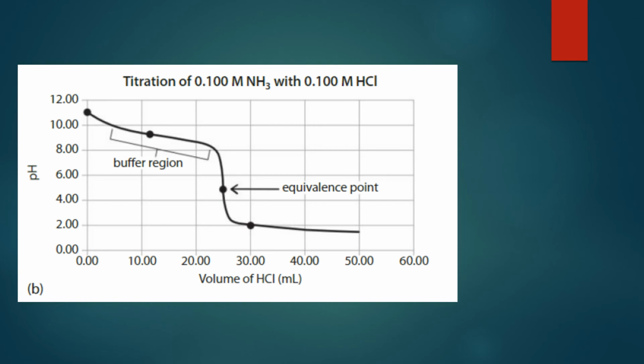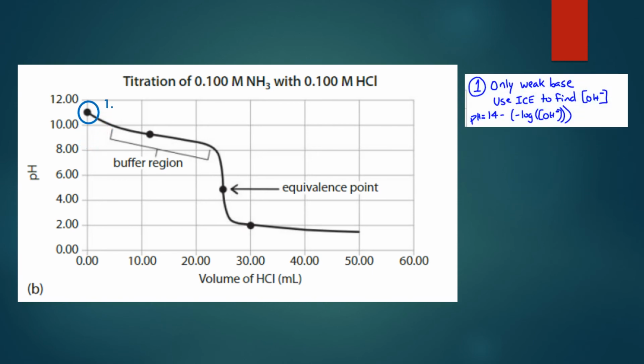Here's the titration of a weak base and strong acid. So again, you can see this buffering region. At point number 1 here, we have only weak base. And again, we're going to need to use our ICE tables. When we find the concentration of hydroxide, we take the negative log of that, which gives us our pOH. If we want to find pH, we have to subtract that from 14.